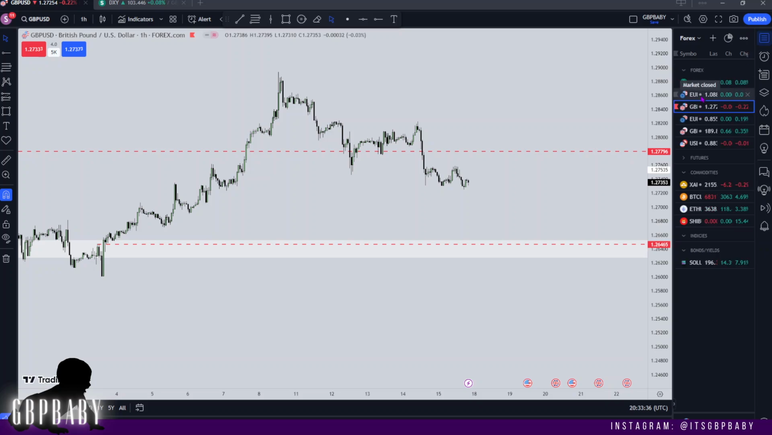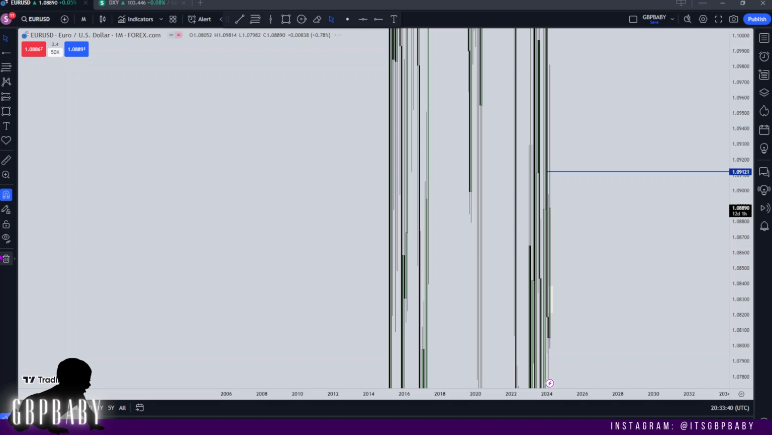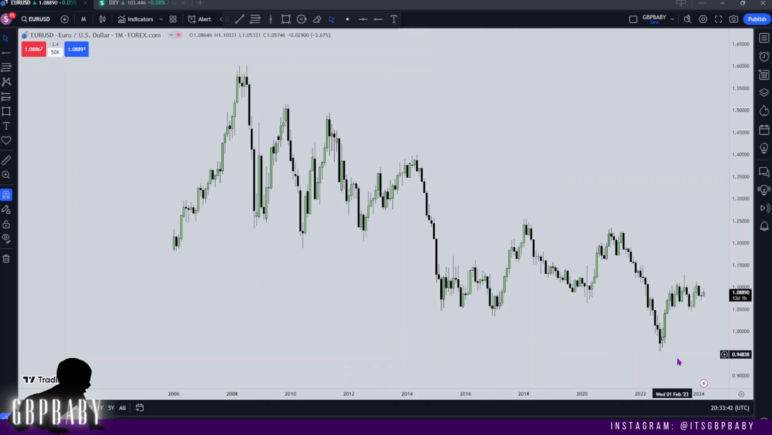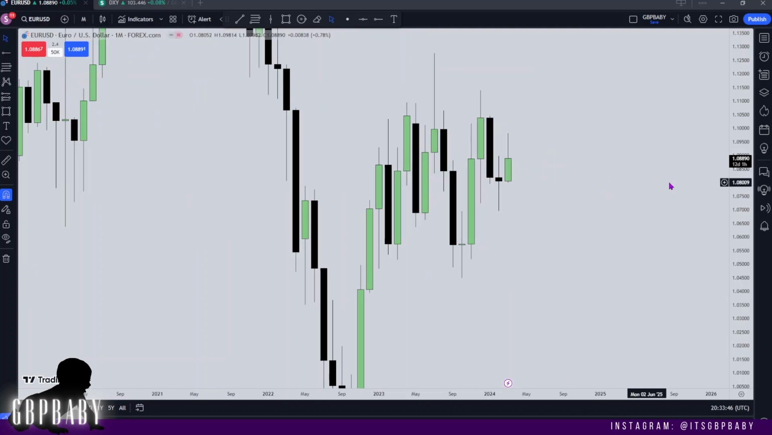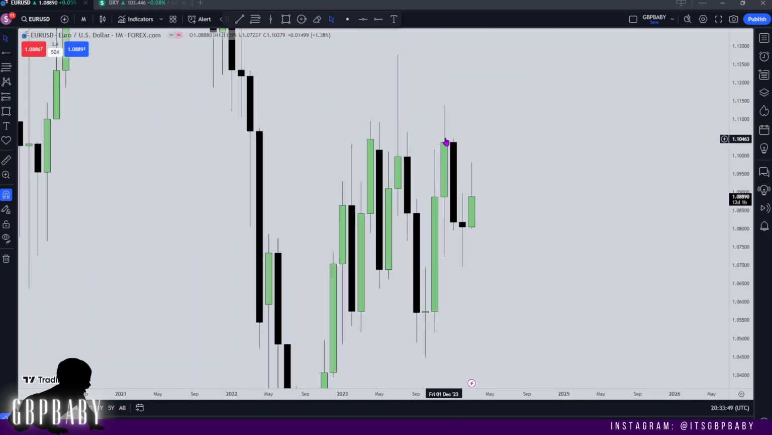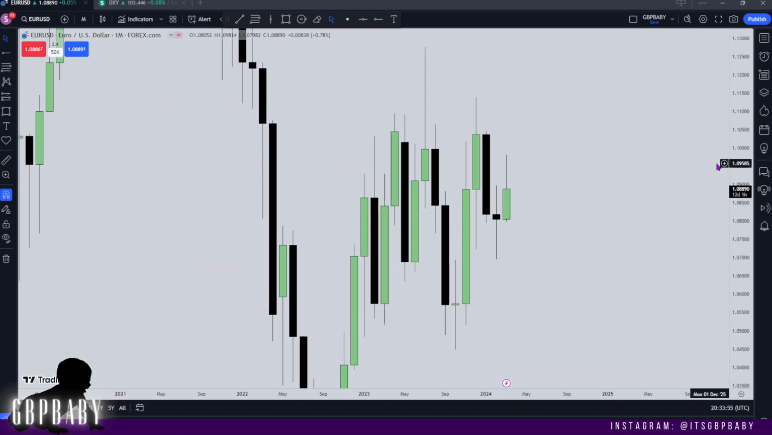And finally, last but not least, we can go to euro. We'll start on the monthly on euro as well. And again, euro's taken out last month's high, very nice to see. We also traded to the 50% level off this bearish order block right here, and we've just come off that, which is cool.